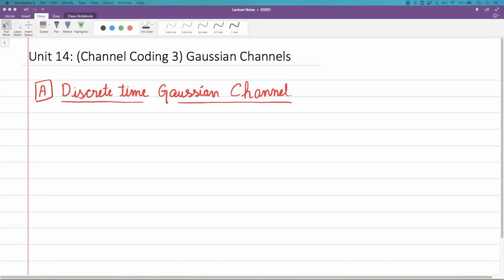In this last unit for this course, we will now look at Gaussian channels. The reason we look at Gaussian channels is because these channels are the closest to communication systems used in practice. In fact, analyzing Gaussian channels has led to the discovery of error correcting codes for communication channels, and many of these codes are currently in use.